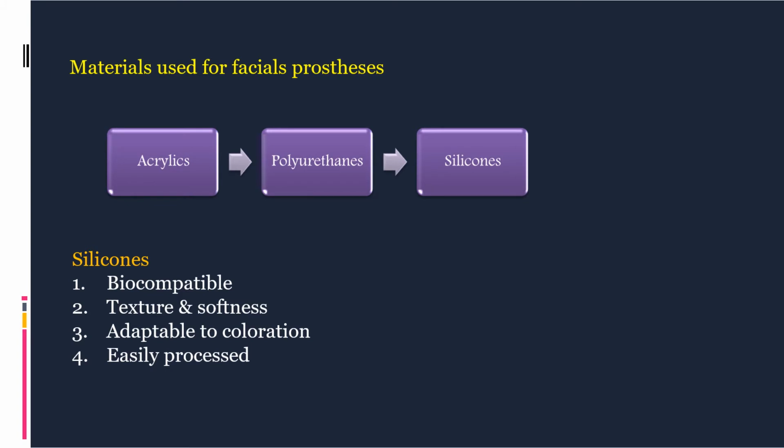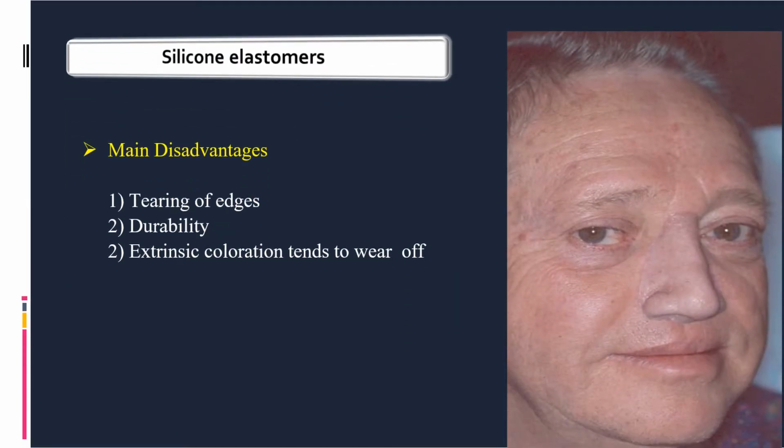Materials used for facial prostheses include acrylics, polyurethanes, and silicones. Currently, silicones are the most widely used material to fabricate facial replacements because of their biocompatibility, texture and softness, adaptability to coloration, and ease of processing. The main disadvantages of silicone elastomers are tearing of edges, short durability, and the extrinsic colorations tend to wear off.